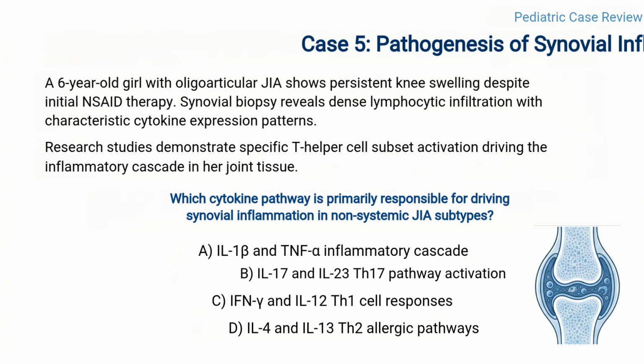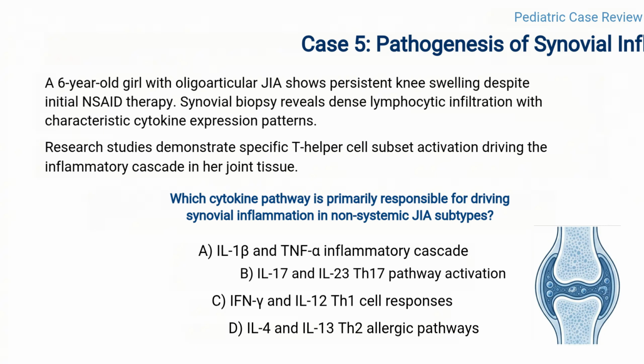Case 5. A 6-year-old girl with oligoarticular juvenile idiopathic arthritis shows persistent knee swelling despite initial nonsteroidal anti-inflammatory drug therapy. Synovial biopsy reveals dense lymphocytic infiltration with characteristic cytokine expression patterns. Research studies demonstrate specific T helper cell subset activation driving the inflammatory cascade in her joint tissue.